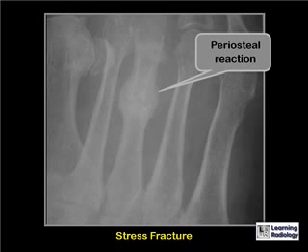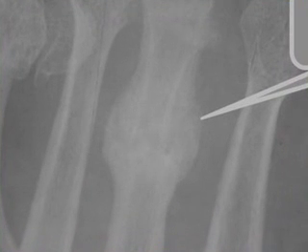This is a more gross example of periosteal reaction surrounding a stress fracture of the shaft of the third metatarsal in another patient.